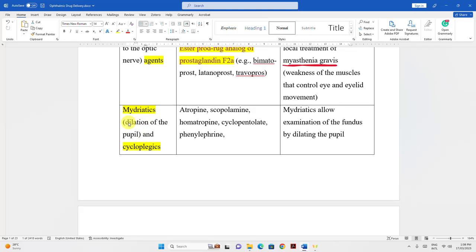We have also mydriatics and cycloplegics. Cycloplegics are the same as mydriatics, except that these are longer acting drugs and they cause dilatation of the pupil. You need to do that for the purpose of examination, to examine the eye. The doctor may administer drugs like scopolamine, atropine, homatropine, etc.